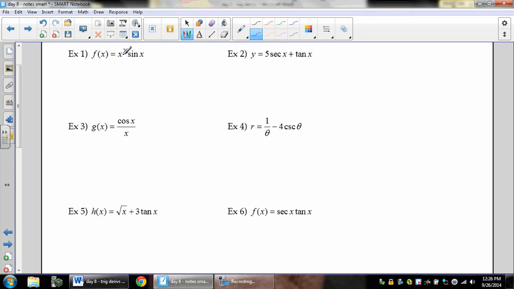So f of x equals x squared sine x. Well, this is a product rule. It's x squared times sine x. So f prime is going to be the first times the derivative of the second, derivative of sine is cosine, plus the second times the derivative of the first. And I'm going to rewrite that.